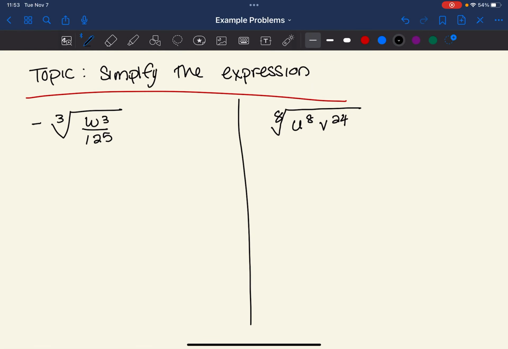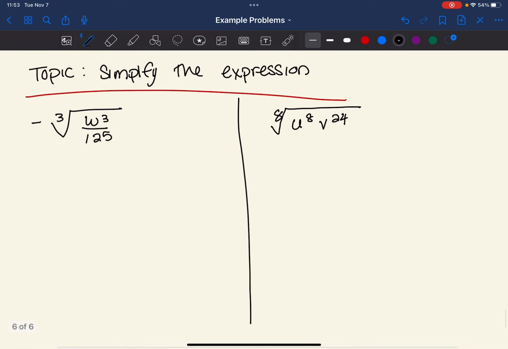For these examples, we are going to look at the topic of simplifying radical expressions. Looking at the problem on the left first, we have negative cube root of w cubed divided by 125. Remember, the properties of radicals tell us that we can give that radical to each of the numerator and the denominator. So we have negative cube root of w cubed over cube root of 125.